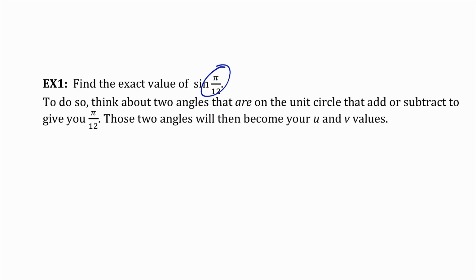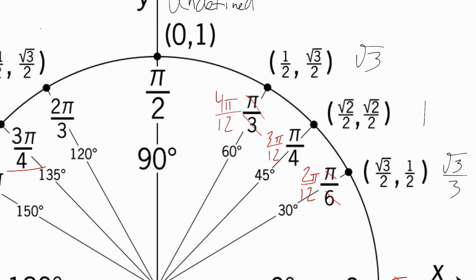Now we have to figure out which ones are going to add or subtract. None of those add, so like 4 pi over 12 plus 3 pi over 12 gives you 7 pi over 12, not what we're looking for in this example. Same, 3 pi over 12 plus 2 pi over 12 doesn't work. 4 pi over 12 plus 2 pi over 12 also doesn't work. So we're probably going to have to do some subtraction. You can either do 4 pi over 12 minus 3 pi over 12 or 3 pi over 12 minus 2 pi over 12. Doesn't make a difference.